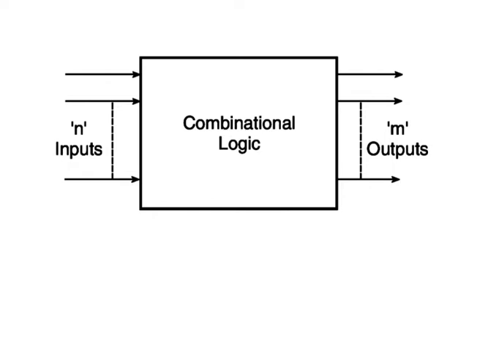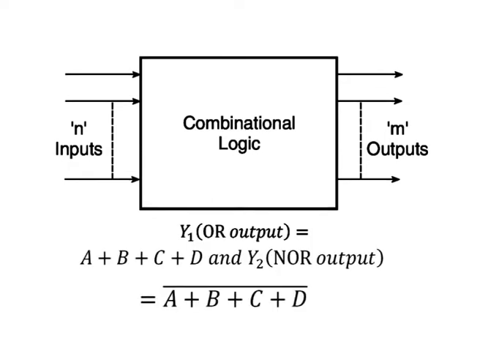As an illustration, Boolean expressions describing the function of a 4 input OR/NOR gate are given as y1, the OR output, is equal to a plus b plus c plus d, and y2, the NOR output, is equal to (a plus b plus c plus d) whole bar.